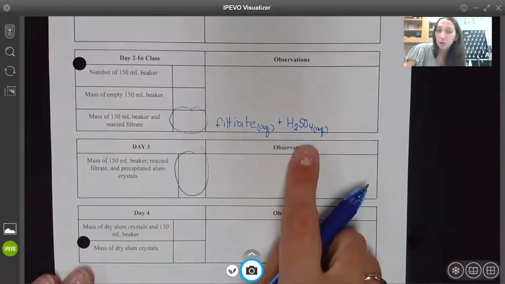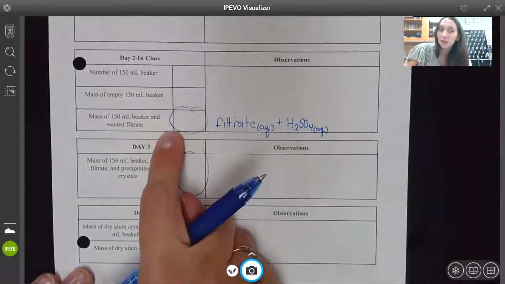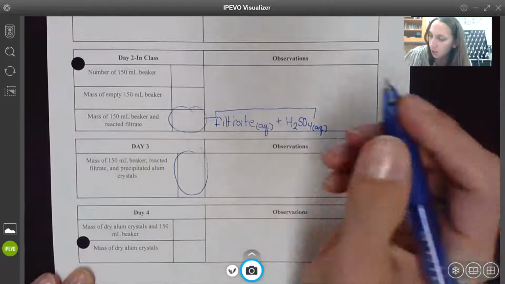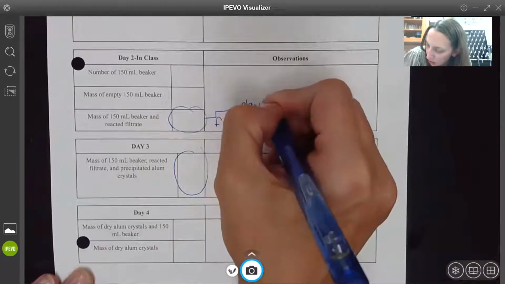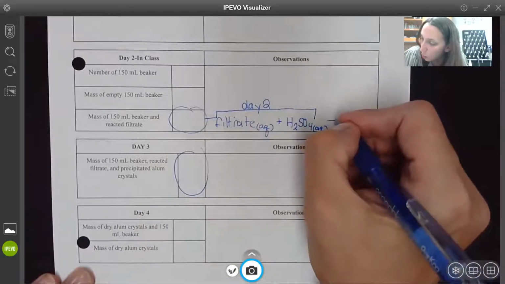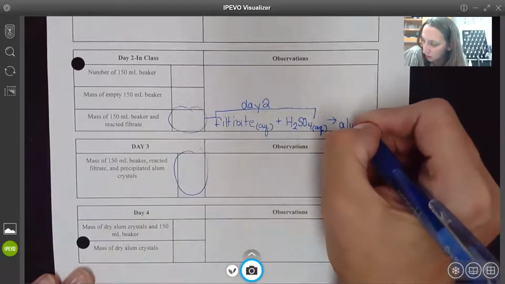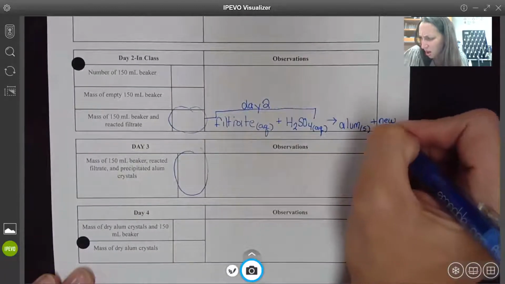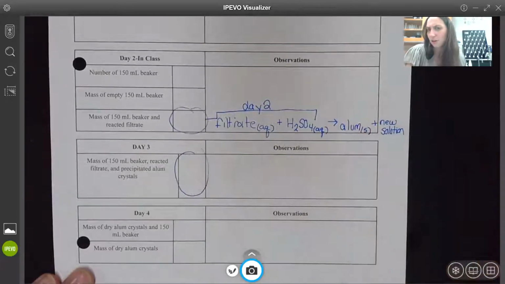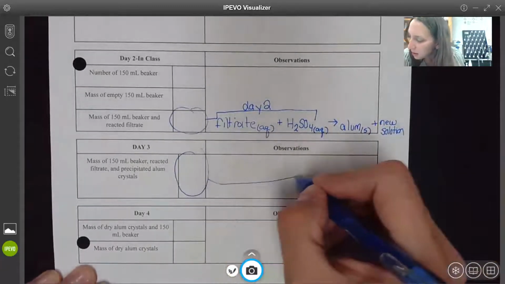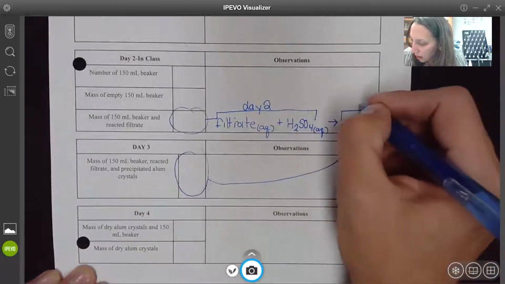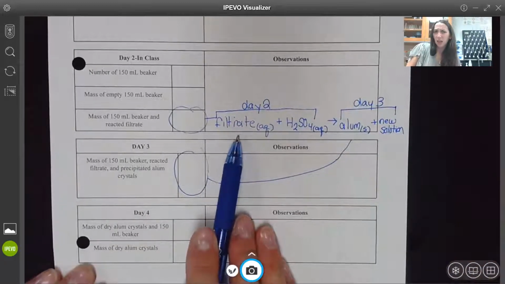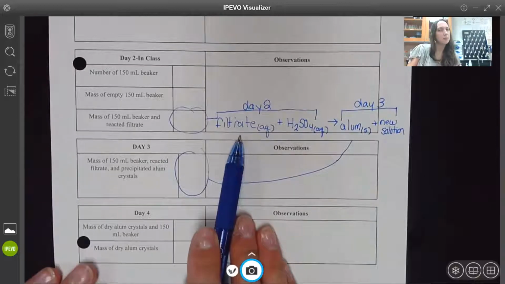Right before you brought that to the front of the room, you wrote the mass down. That's the mass I'm talking about. So this mass represents the filtrate and the sulfuric acid from day 2. Day 3, what precipitated out overnight was your solid alum crystals. And you had this new solution as well that had other ions floating around that didn't solidify into an alum crystal. That's the mass from day 3. And your beaker just sat on the table overnight. Did it have a cover on it?